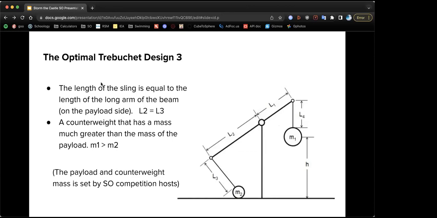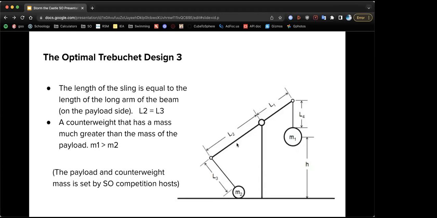Another tip is that the length of the sling, which is this part, L3, should be equal to the length of the beam on the payload side, which is the longer side, L2. The counterweight should have a mass much greater than the mass of the payload, which is probably pretty obvious.